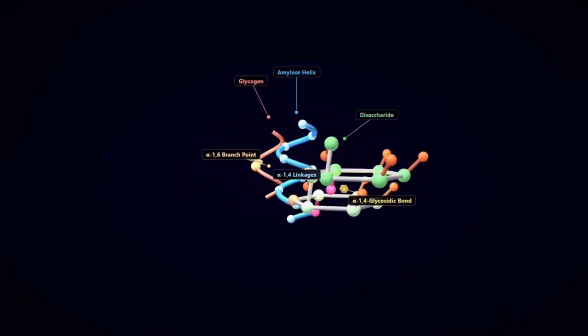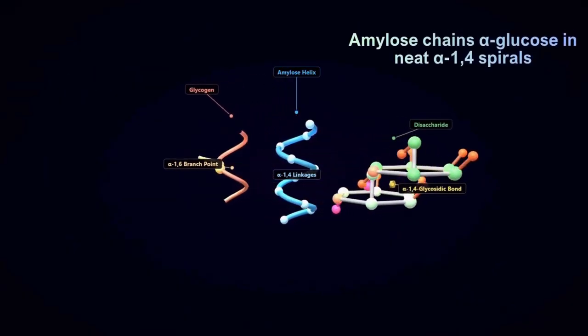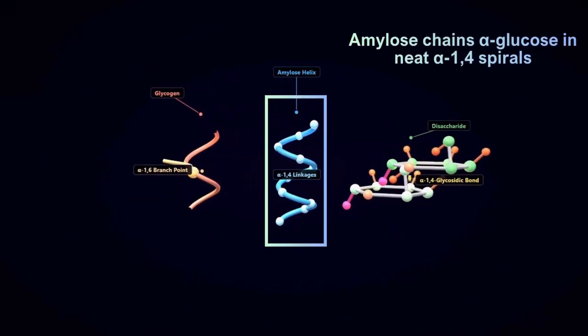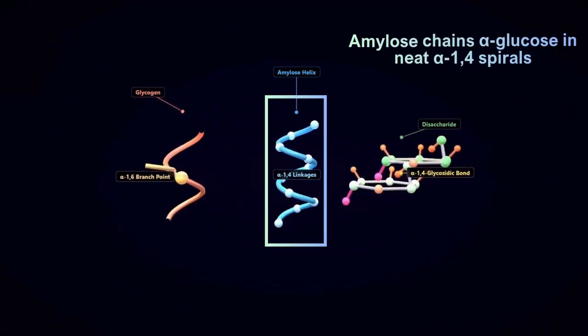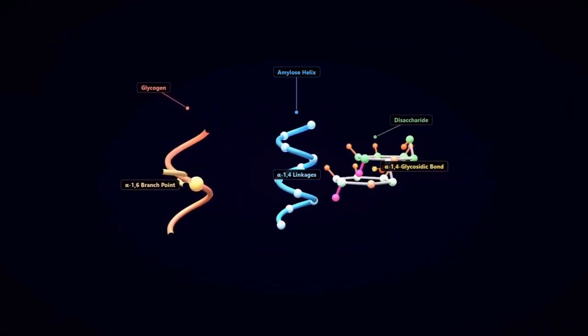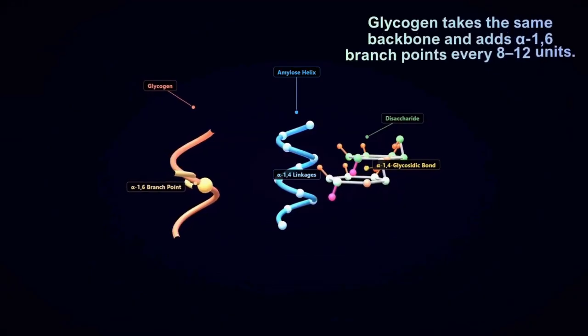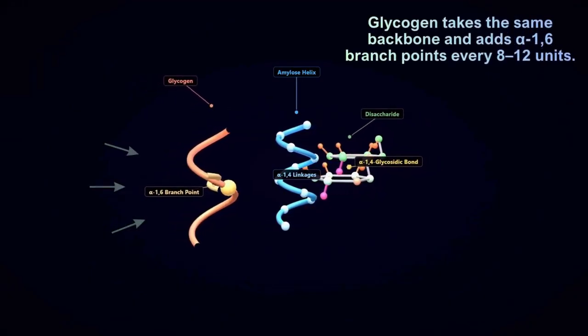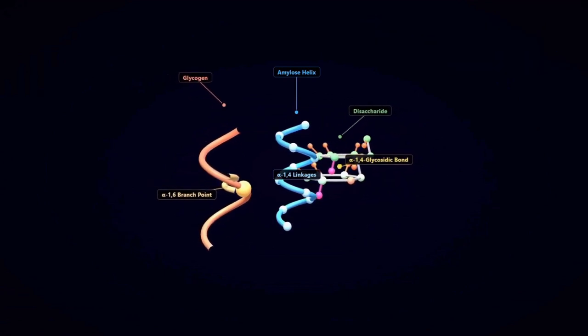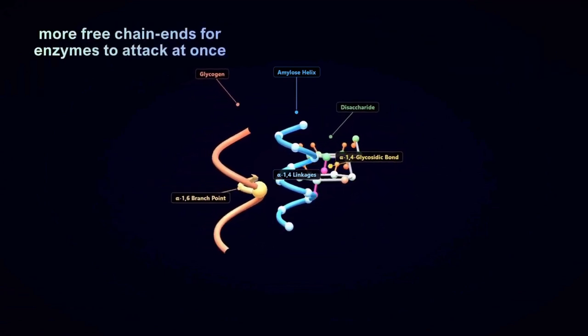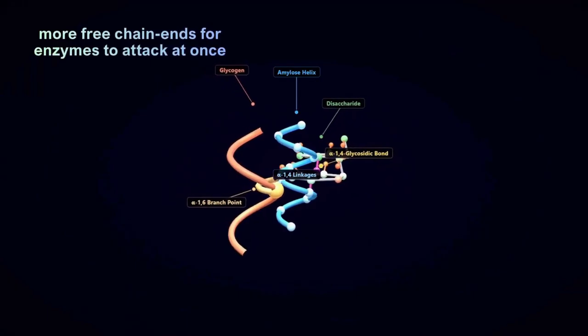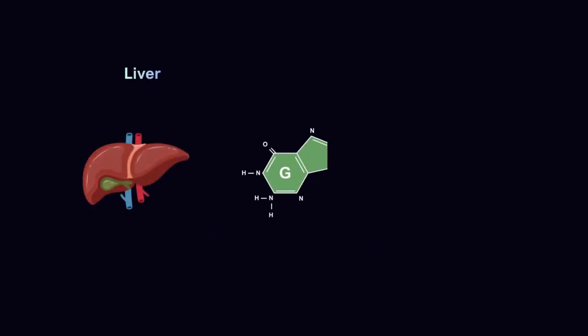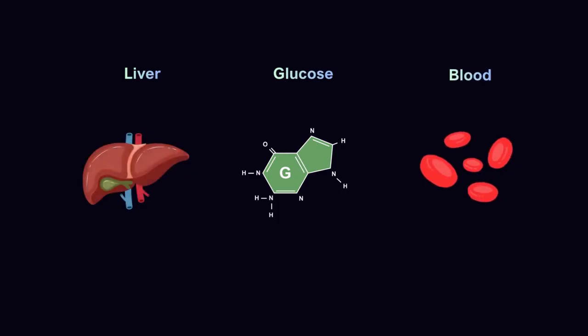does. Amylose chains alpha glucose in neat alpha 1,4 spirals. A helix you can actually coil iodine inside, turning blue-black. Glycogen takes the same backbone and adds alpha 1,6 branch points every 8 to 12 units. All those branches mean more free chain ends for enzymes to attack at once. Your liver can flood glucose into your blood within seconds of stress.